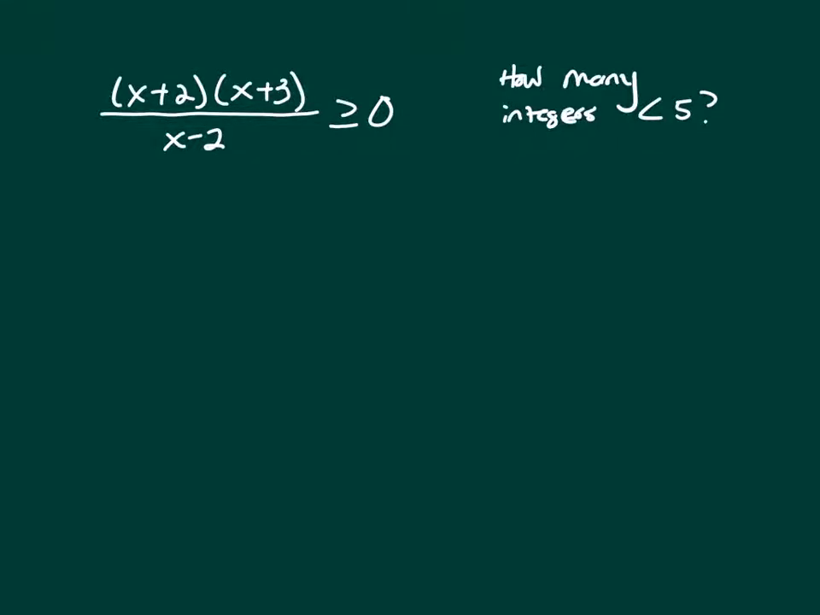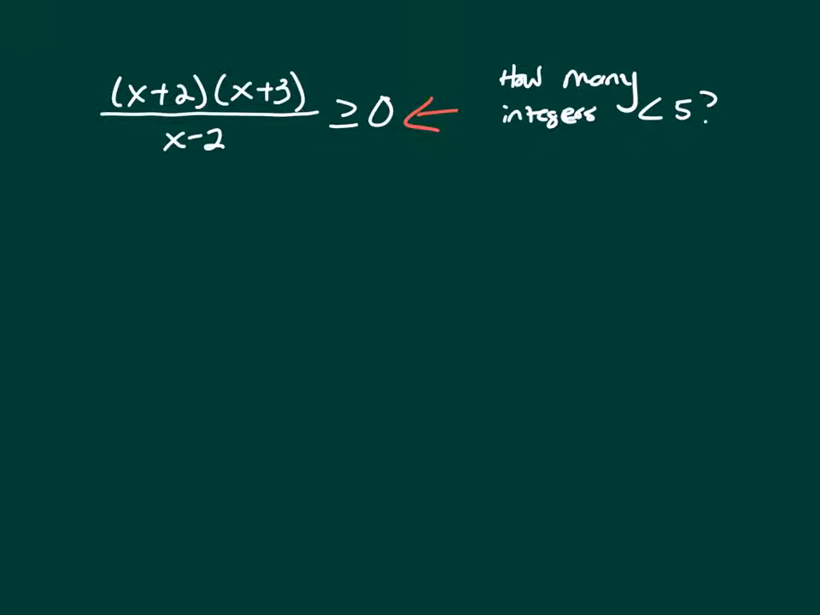The first thing we need to do is solve this inequality, and then we'll figure out how many integers are less than 5. Well, the way you solve this inequality is you need to find the critical numbers, and those words do not mean anything for you for the GMAT.